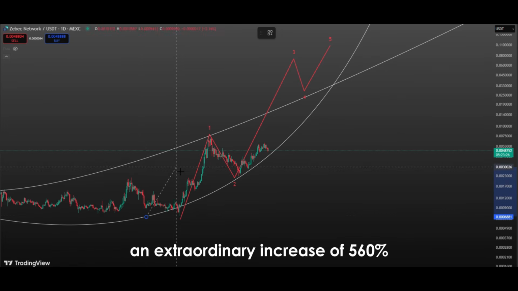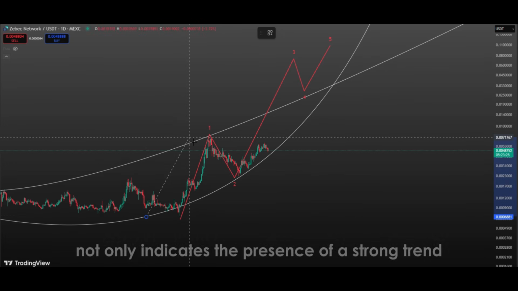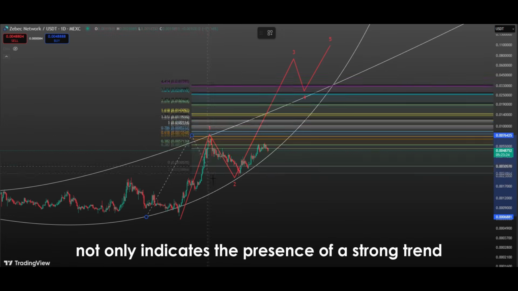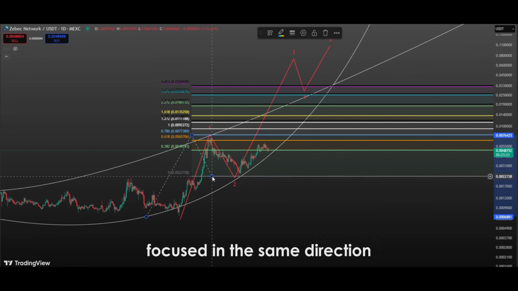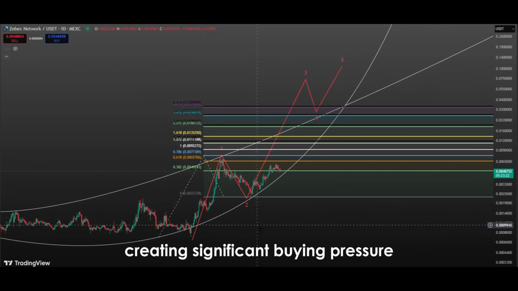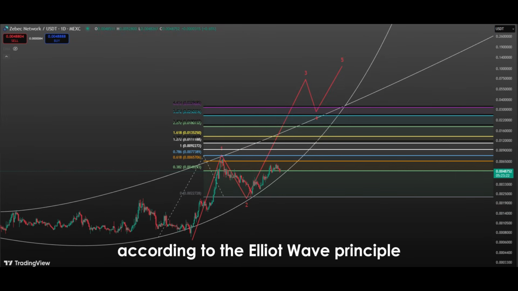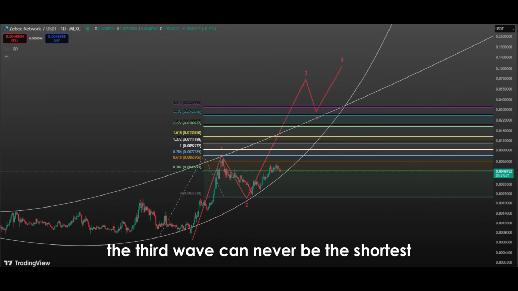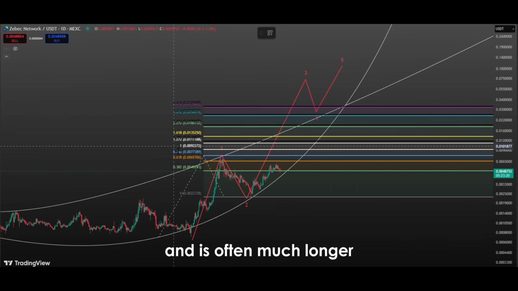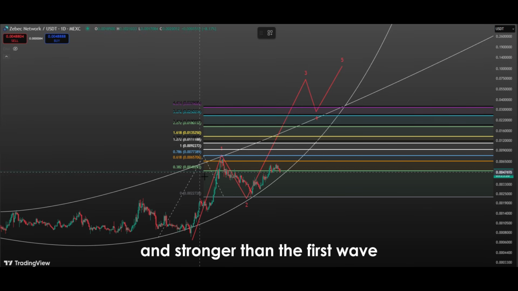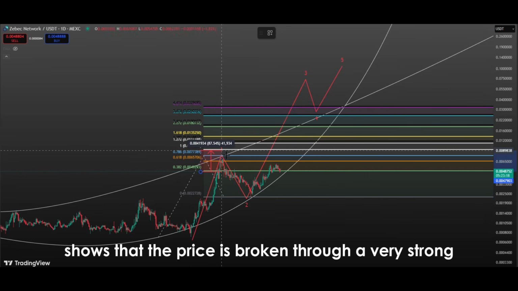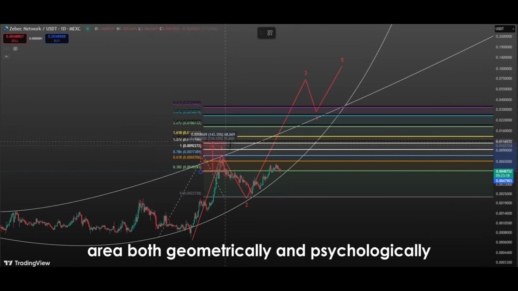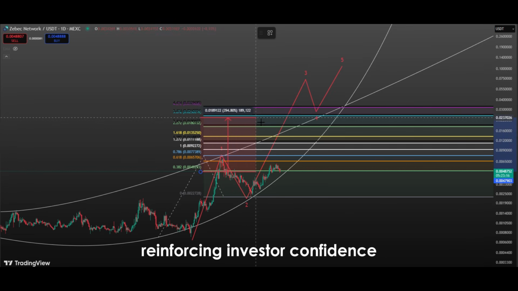An extraordinary increase of 560% not only indicates the presence of a strong trend, but also signals that market participants are almost unanimously focused in the same direction, creating significant buying pressure. According to the Elliott wave principle, the third wave can never be the shortest and is often much longer and stronger than the first wave. Therefore, a third wave reaching the 4.272 level shows that the price has broken through a very strong area both geometrically and psychologically, reinforcing investor confidence.